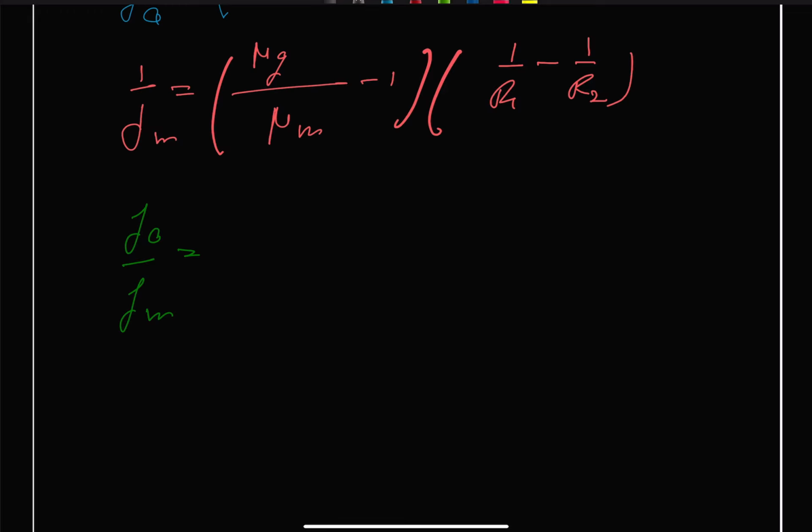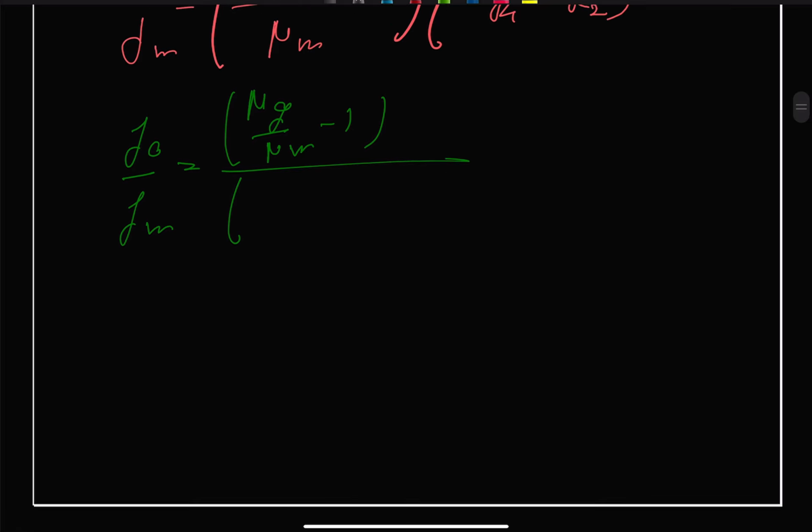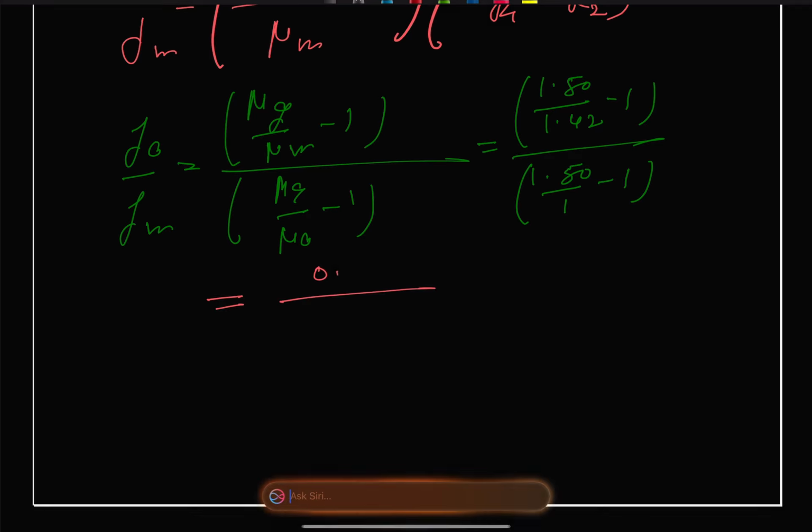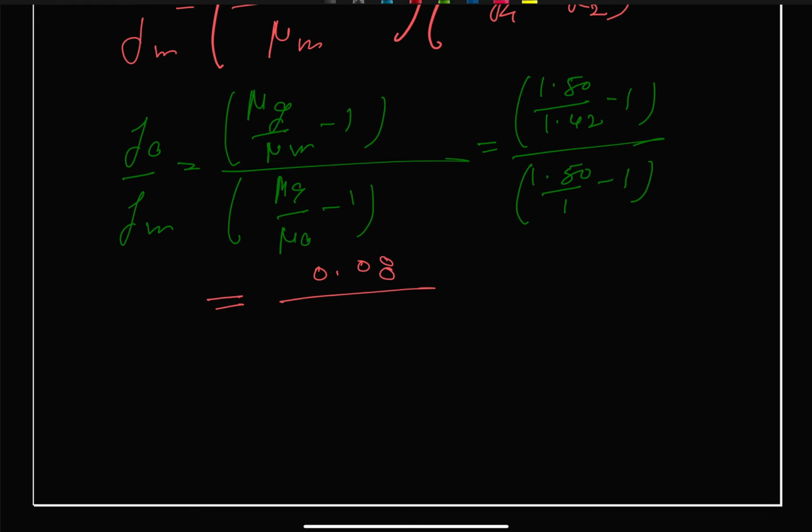will be equal to mu G upon mu m minus 1, and we get this as mu G upon mu A minus 1, and we substitute the values. 1.50 minus 1 divided by 1.50 minus 1, and this will be approximately equal to 0.08 divided by 1.92 and multiplied by 0.5.